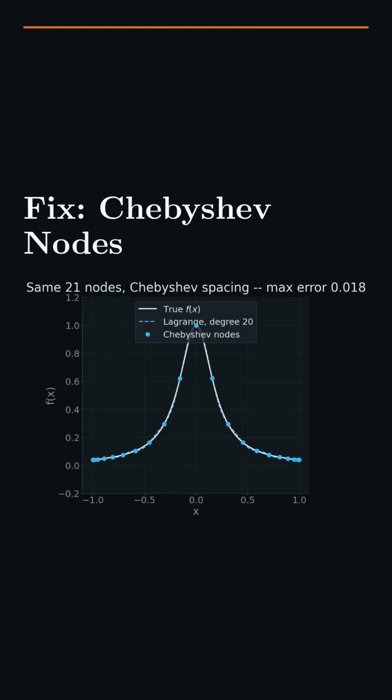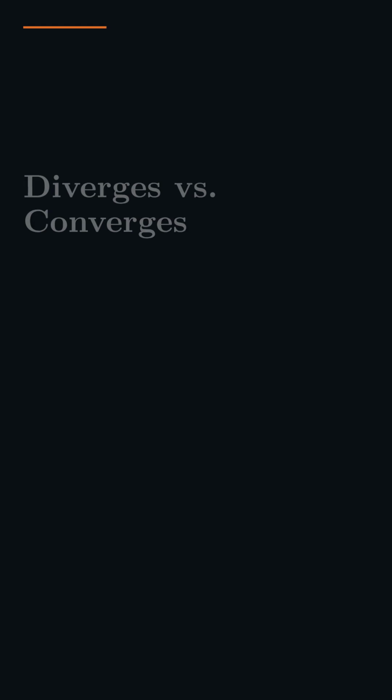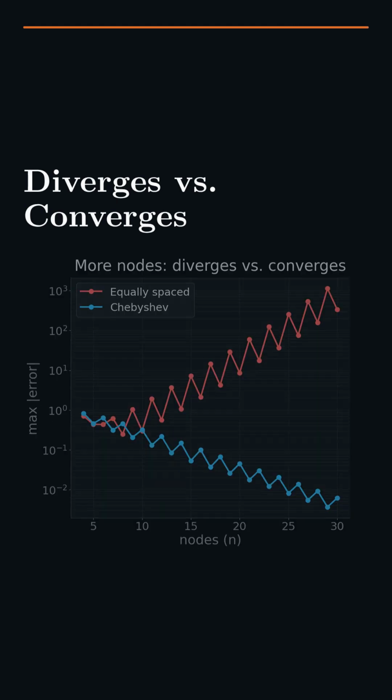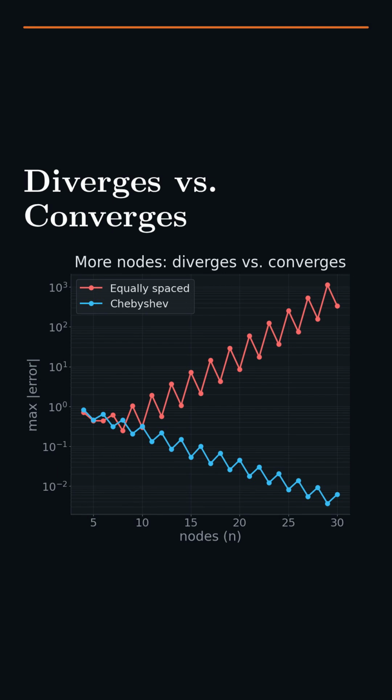Nothing about the function or the degree 20 polynomial changed. Only the node spacing did, clustered near the endpoints now. The oscillation is gone, max error drops from about 60 down to under 0.2. And it's not a one-off, it holds as we keep adding nodes. Max error against node count on a log scale. Equally spaced nodes diverge past about 10 nodes. Chebyshev nodes converge steadily the whole way.